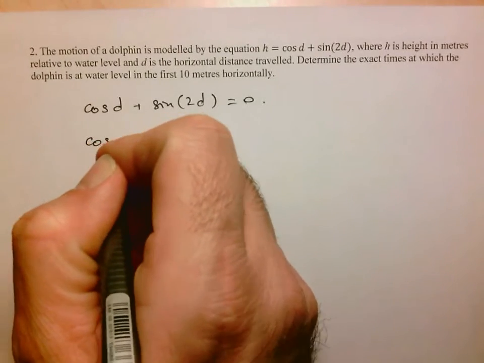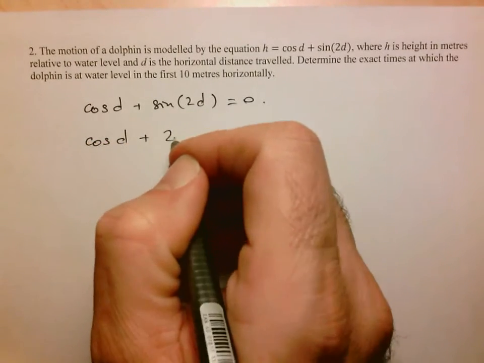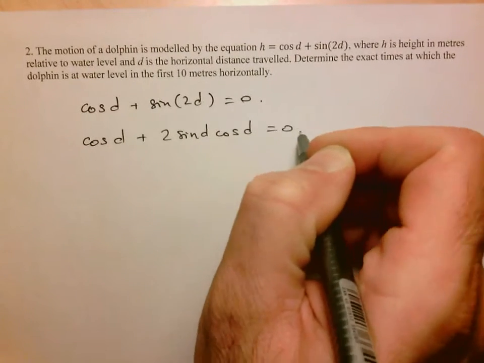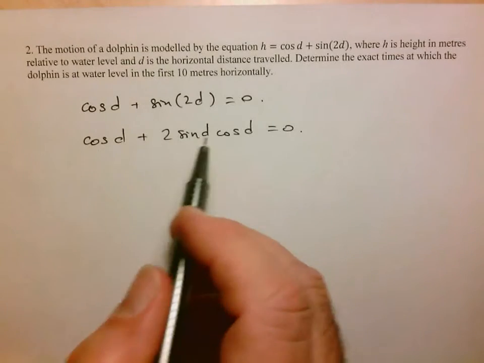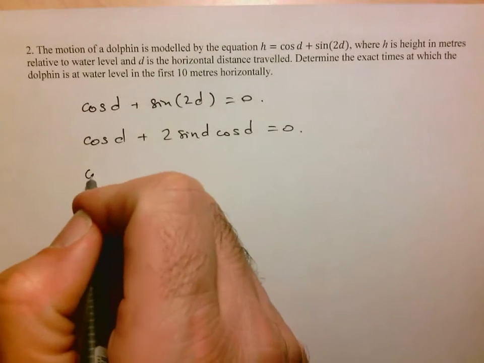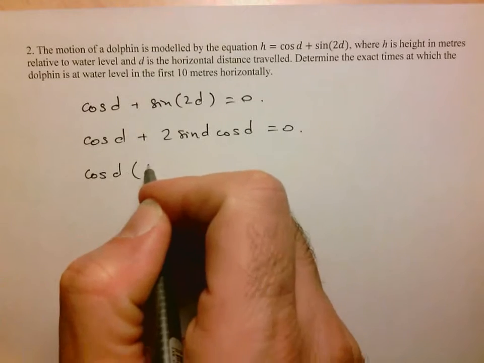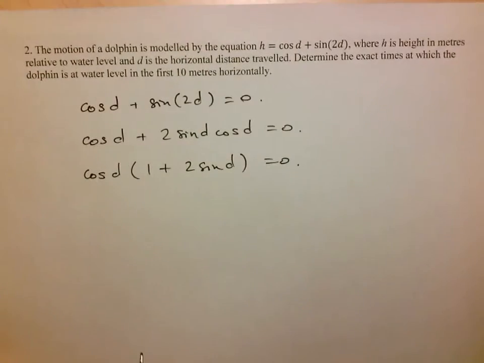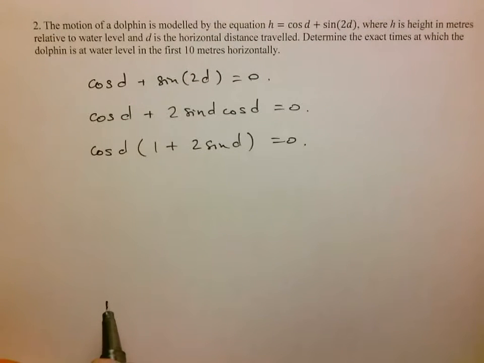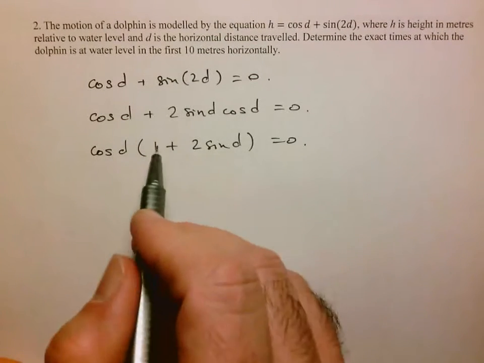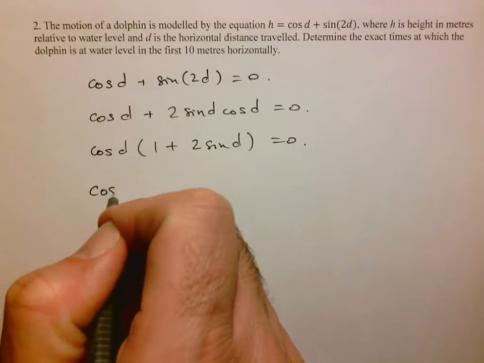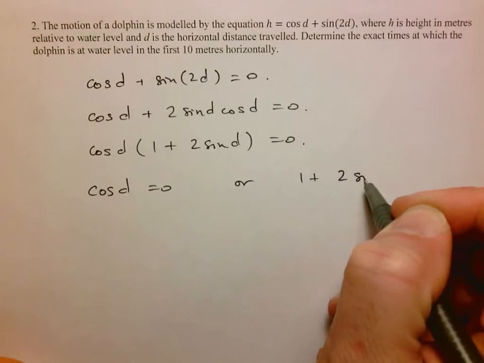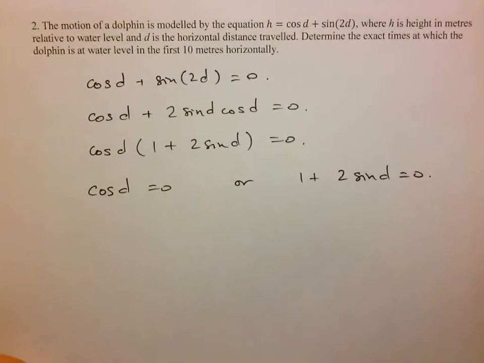So here we have cos d plus, and sine 2d is equal to 2 sine d cos d. Now this opens up some possibilities because I've got a common factor in these first two terms. So I have cos d times (1 plus 2 sine d) is equal to 0. So I have it in factored form. Now I know that either the first or the second term has to be equal to 0. So either cos d is equal to 0 or 1 plus 2 sine d has to be equal to 0.